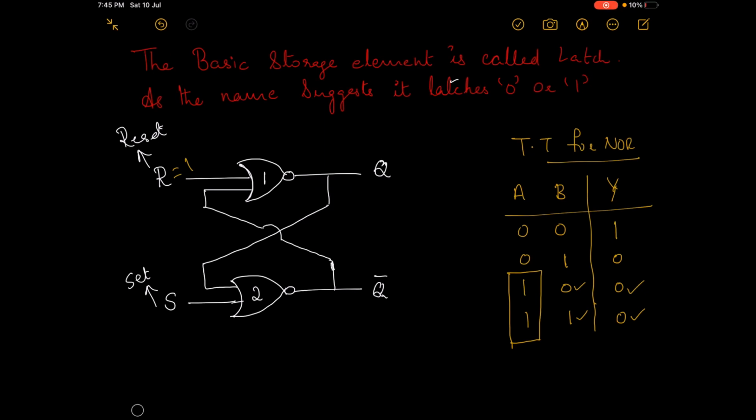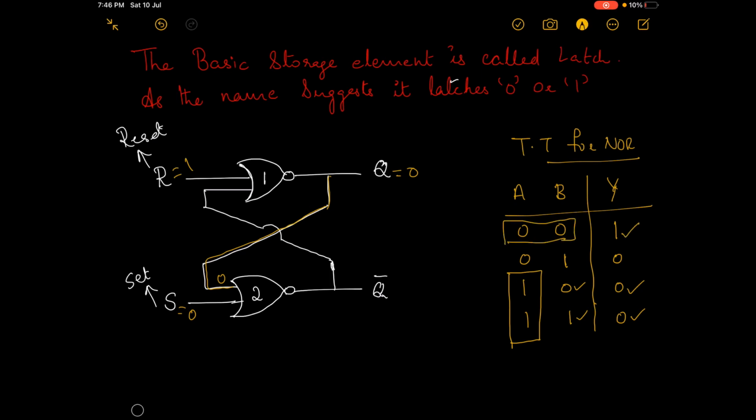Therefore, Q is equal to 0. When you give R equal to 1 as the input, Q, the output, is equal to 0. Now, this 0 can be given as the input to the other NOR gate, and here the value of S is equal to 0. So when you give 0 and 0 as the input to the NOR gate, you will get 1 as the output.